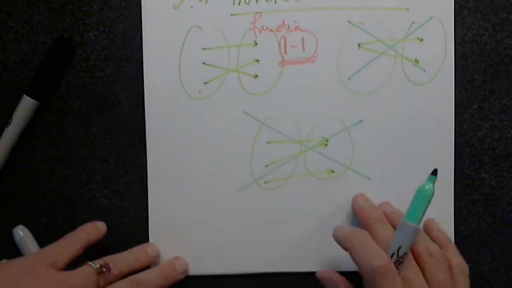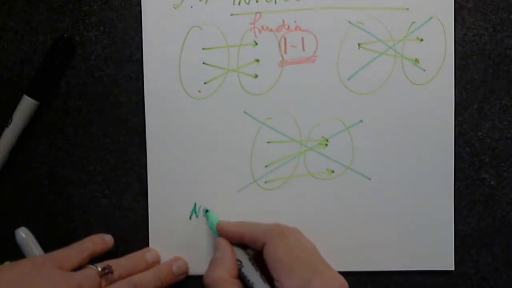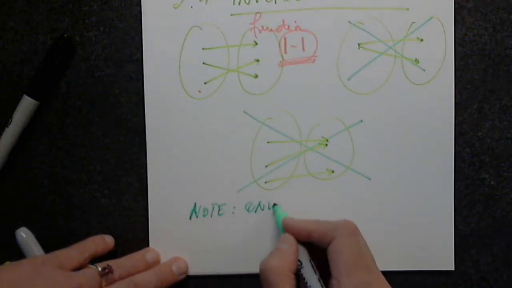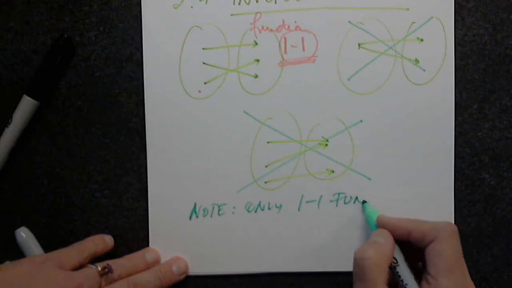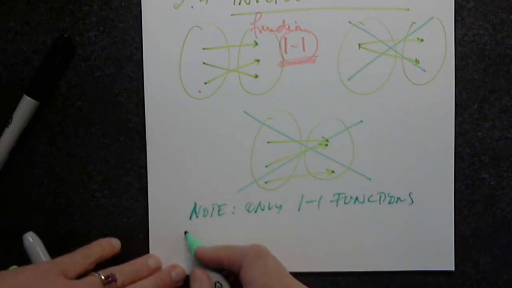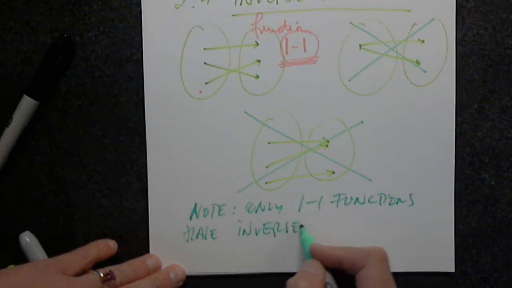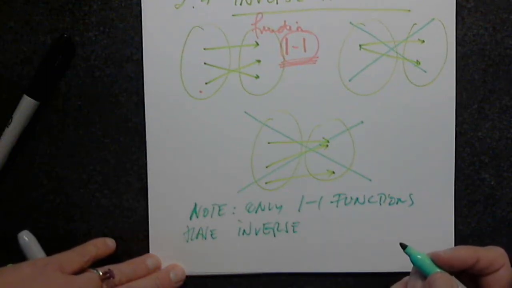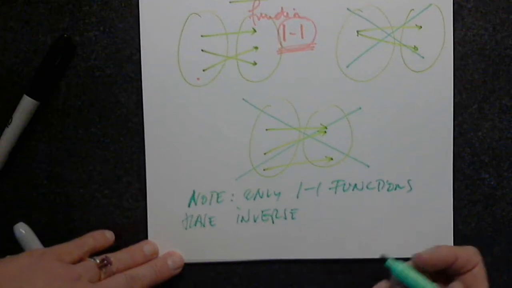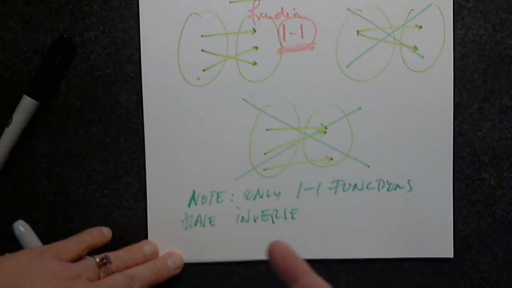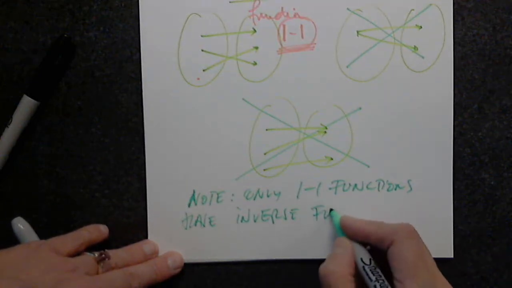That's our first note. Note, only one-to-one functions have inverse functions. They all have inverses, but they're not all functions. Only functions that are one-to-one have inverses that are functions as well.